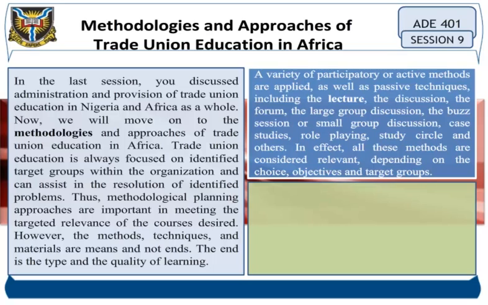However, the methods, techniques, and materials are means and not ends. The end is the type and the quality of learning. A variety of participatory or active methods are applied, as well as passive techniques, including the lecture, the discussion, the forum, the large group discussion, the bull session or small group discussion, case studies, role-playing, study circle, and others. In effect, all these methods are considered relevant depending on the choice, objectives, and target groups.